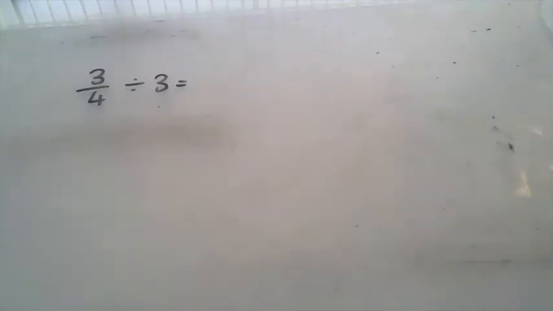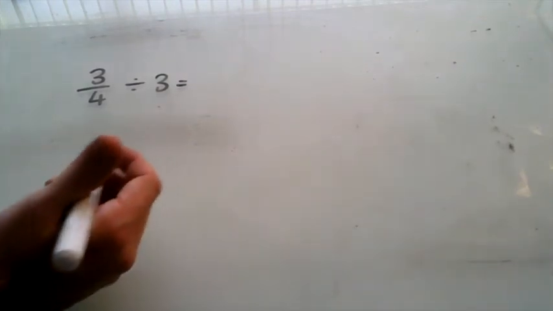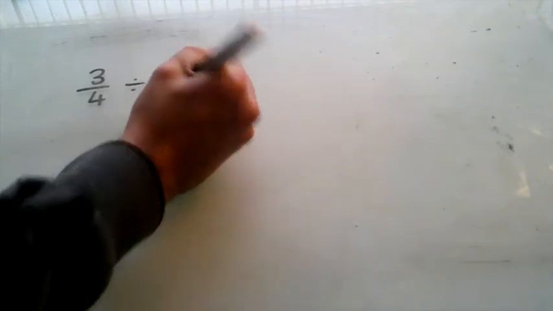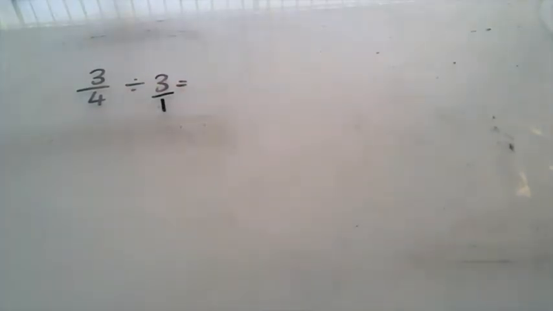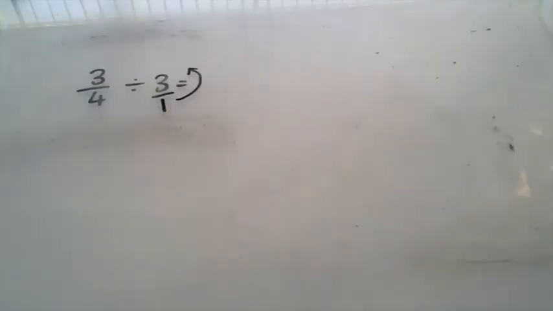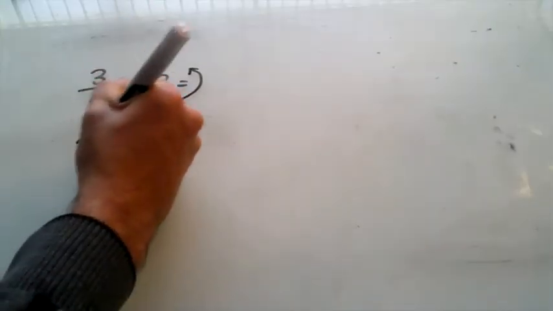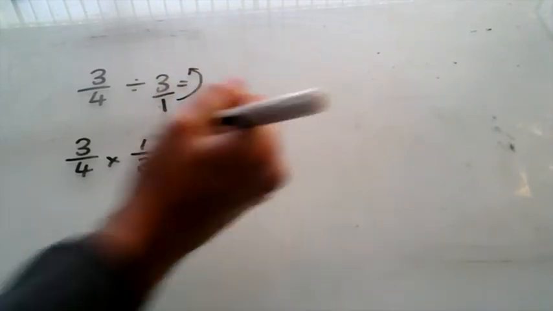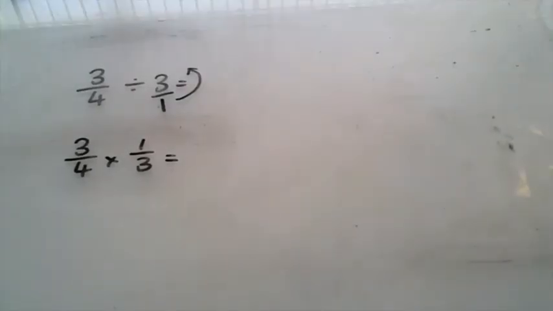So let's have a look back at our original calculation: 3/4 divided by 3. When you divide by an integer, you put an invisible 1 underneath, and then you take this number and you flip it. So you've got 3/4 times 1/3. Now this works with any fraction divided by an integer. So let's have a look.